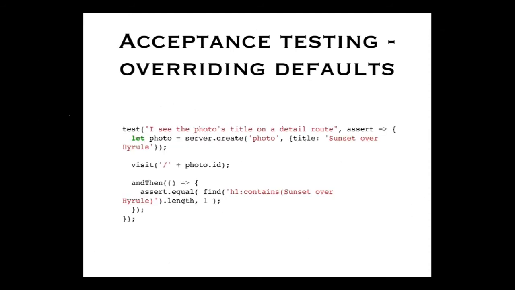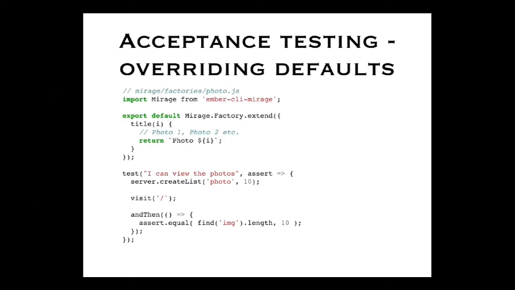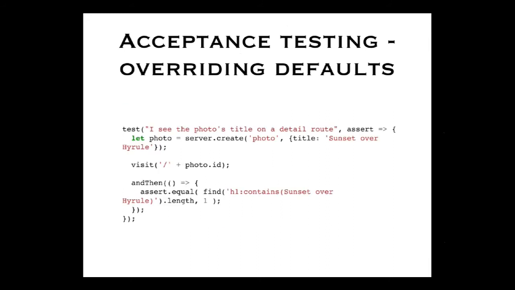When you call the create, you can pass the second argument, which is just the object with the properties of the model you are creating. And you can override, as you can see that here title is a random photo number, and here the title is sunset over Hyrule. And then you can check if this photo was actually displayed on your application.